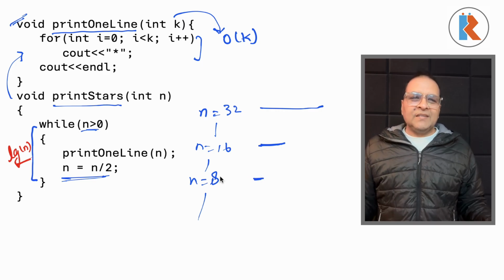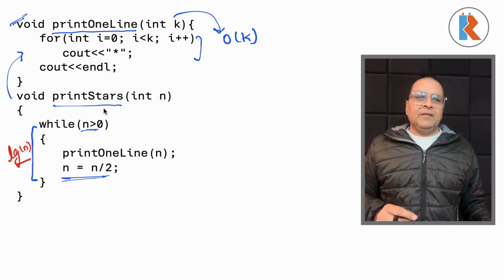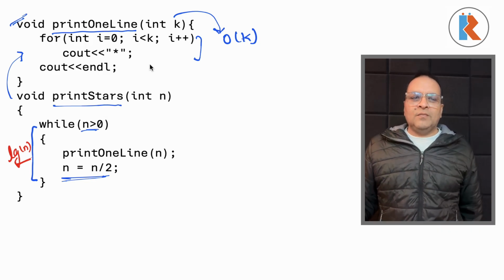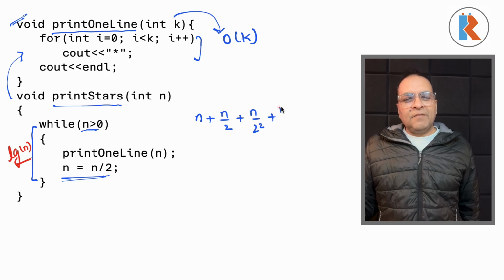So how many stars are getting printed in total? Let us see for what values of k this print line function is getting called. First, the print line function will be called for n. Then the print line function will be called for n by 2. Then the print line function will be called for n by 2 square. Then the print line function will be called for n by 2 cube and so on.